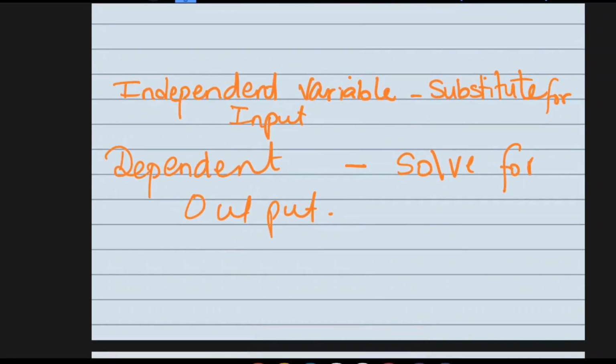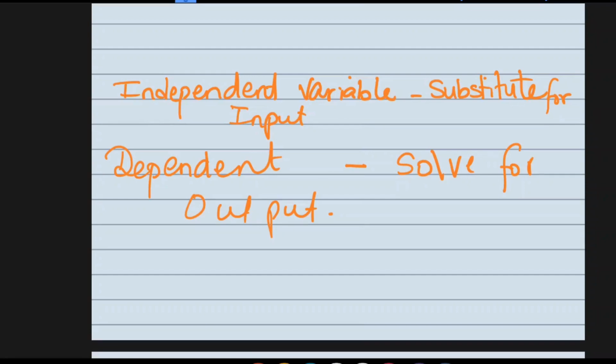Now, there are two types of variables when we have equations. We have the independent variable. So that is substitute for the input. So you will have that variable. It doesn't depend on the other variable.